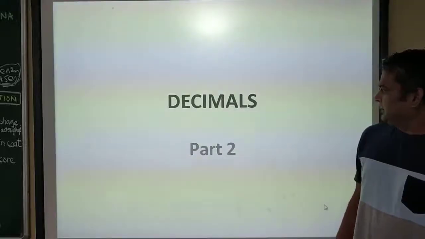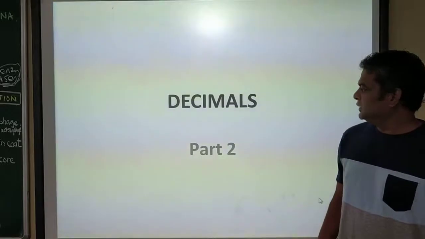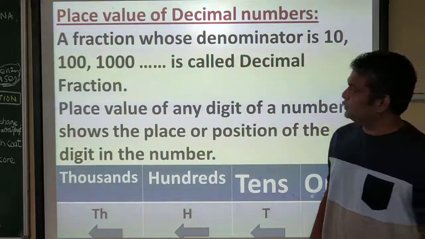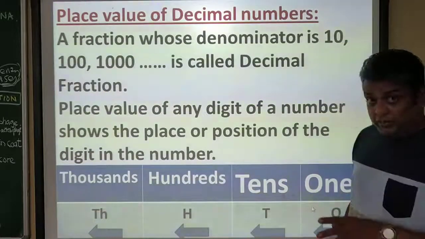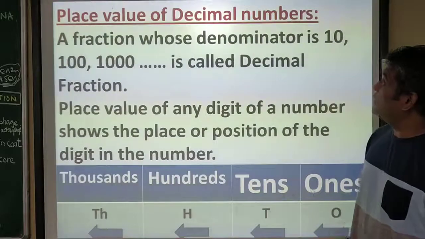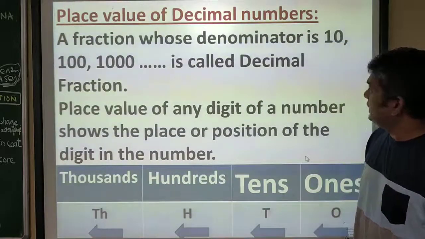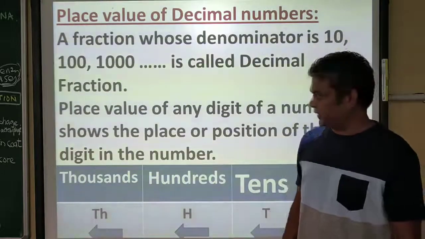Hi everybody, this is the second part of the video on decimals. Okay, we'll do a quick revision of what we have done in the first video. But you need to understand, to learn decimals you need to understand place value of decimal numbers. A fraction whose denominator is 10, 100, 1000 is called a decimal fraction.